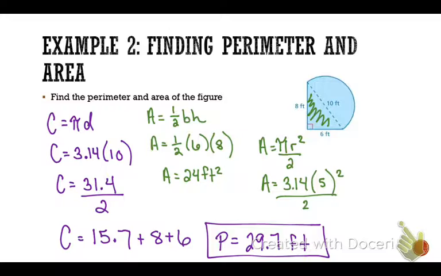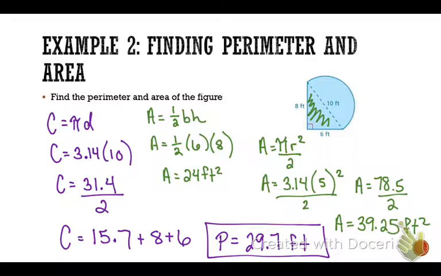All right, so now 5 squared is what? What's 5 squared? Is it 10? Is 5 squared 10? No, that's 25. So 25 times 3.14 gives me 78.5. So area equals 78.5, but then I have to divide by 2 because it's a semicircle. So area equals 39.25 feet squared. All right, one more step.